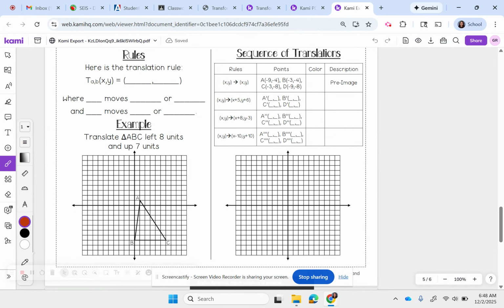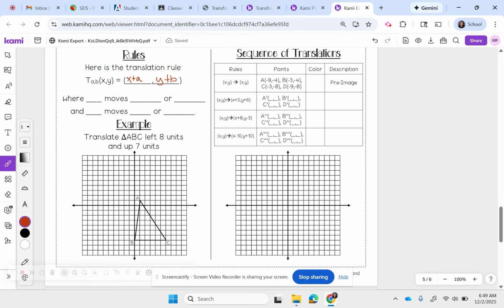Okay, so the translation rule is we have x plus a and then y plus b. We don't need to overcomplicate it. It's basically, think of it as a formula to what we filled in yesterday. So remember, minus means left or down, and then add means right or up.